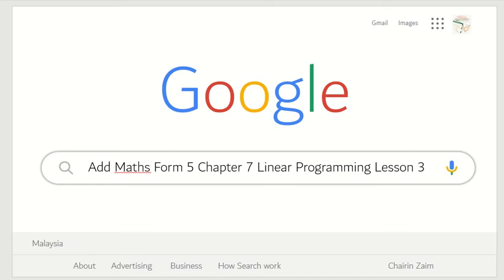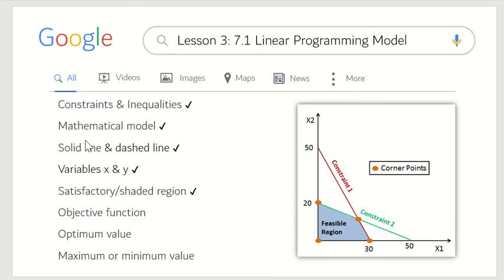Today we continue our lessons. Linear programming lesson 3. Okay, we continue. So this is the one I put the tick mean. We already learned about it: constraint, inequality, mathematical model, solid line, dash line, variables x and y, shaded region. This one, the shaded region, we have another specific term. We name it as feasible region. Feasible region. Then these are the constraints, all the constraints. Then the region that fulfills all the constraints is the feasible region.